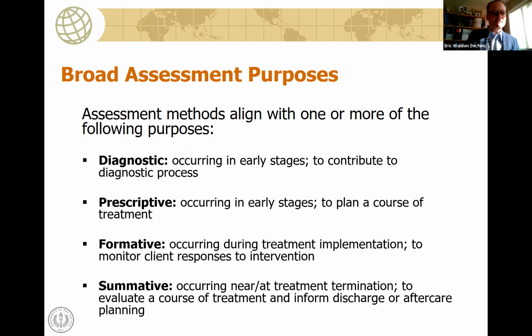Formative assessment is something that occurs during the course of treatment, during implementation. And the purpose here is to monitor a client's responses to intervention. You may not have thought about using interviewing or even reviewing records as a way to monitor a client's response, but both of them can play a really important role during treatment implementation.